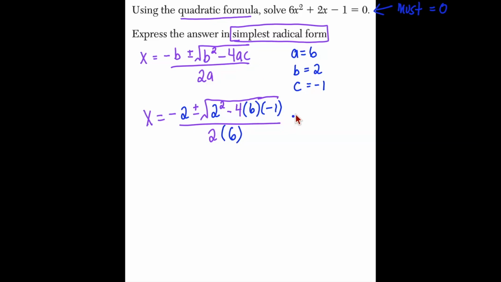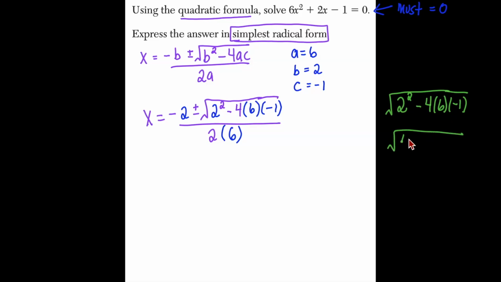Now, if it just asked for a decimal, I'd be able to throw this into a calculator just as is and get my answer as a decimal. But since it's asking for simplest radical form, I actually want to do a little bit of math here in order to make sure I get full credit. So really all I have to do is figure out how to simplify this square root over here. I've got this square root of 2 squared minus 4 times 6 times negative 1. You could actually put this whole thing in the calculator, but I'm just going to do the simplifying here.